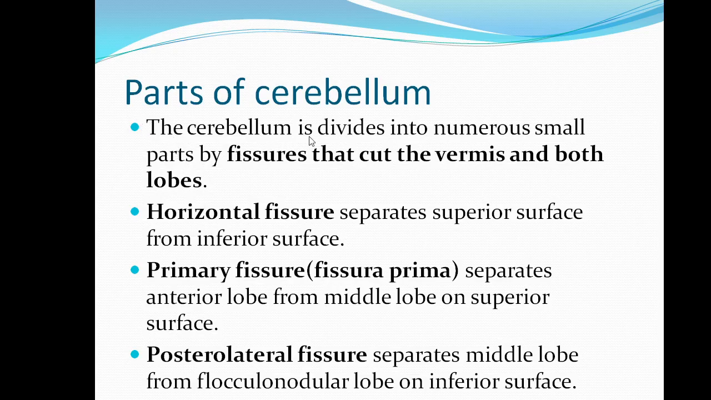The cerebellum is divided into numerous small parts by fissures that cut the vermis and both lobes. The horizontal fissure separates the superior surface from the inferior surface. The primary fissure, or the fissura prima, separates the anterior lobe from the middle lobe on the superior surface. The posterolateral fissure separates the middle lobe from flocculonodular lobe on the inferior surface.